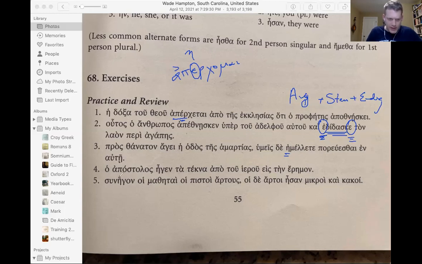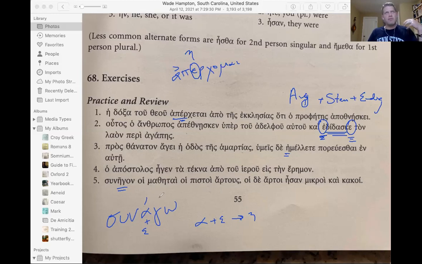It could get added, here's one, sunegon comes from sunago. So sunago, this alpha gets added to an epsilon, and when you add the alpha plus the epsilon, you get this eta, okay? So we had this prefix sun with ago, sunago, plus the augment, which could come right there in the middle, and that gave us the imperfect. So we have to peel our eyes, because I can't just be looking like I could in the present, where I had to look for just stem plus ending.